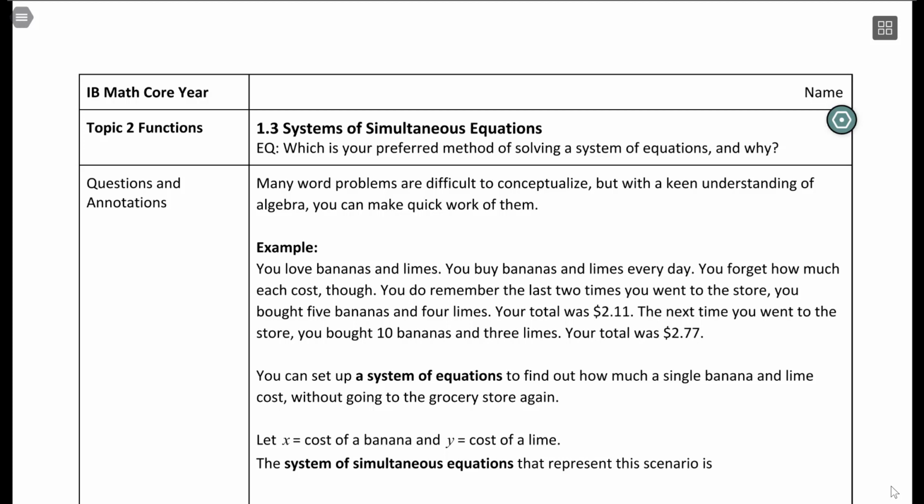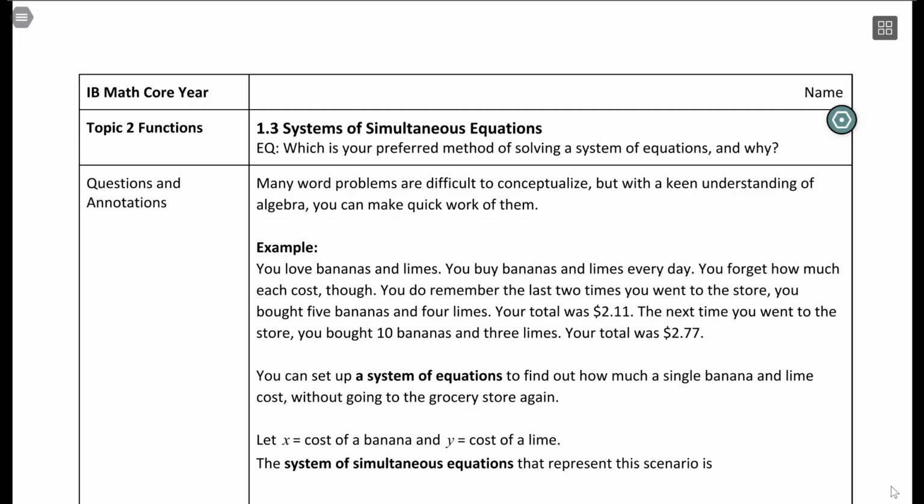Today we're talking about 1.3, that is systems of simultaneous equations. The essential question is, what is your preferred method for solving a system of equations in math? We're starting to get into a little bit more advanced algebra stuff here. We're solving for two equations at the same time, right?